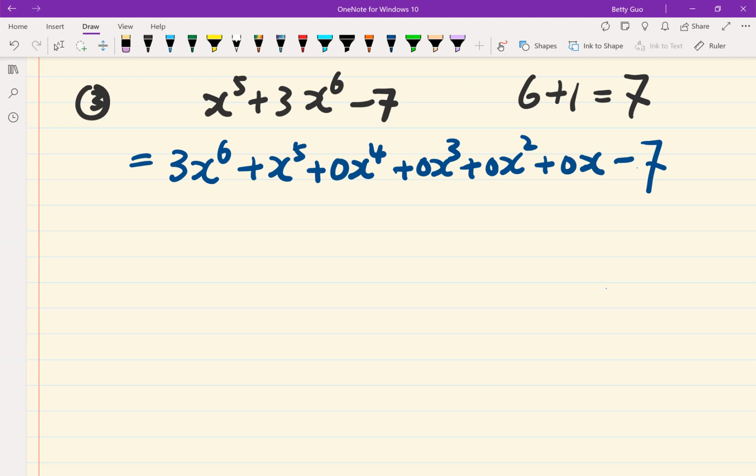1, 2, 3, 4, 5, 6, 7, right? 7 terms in the standard form, and degree 6, degree 5, 4, 3, 2, 1, 0. You're going to have the whole set, the full set. And that's the standard form of that polynomial. I think that should be enough for us to understand what standard form is and how we write standard form, right?